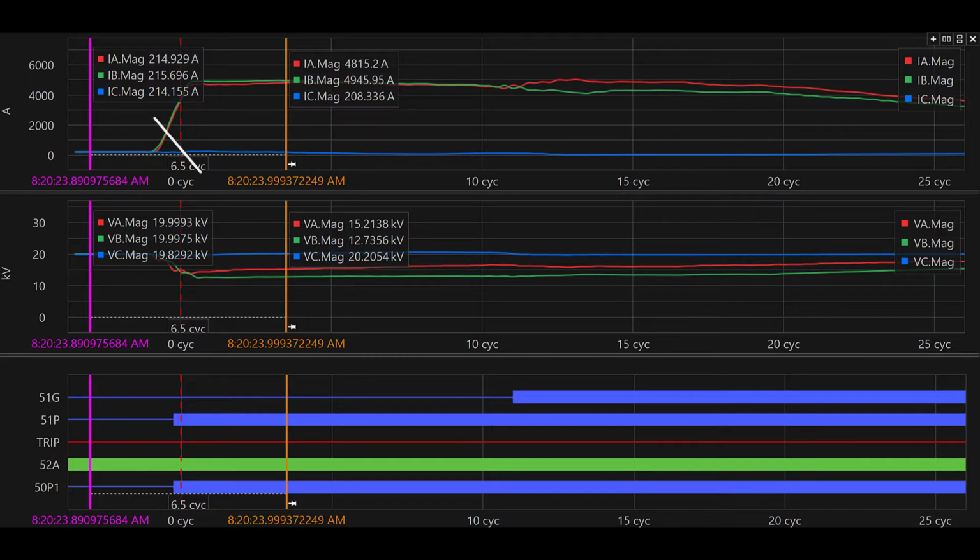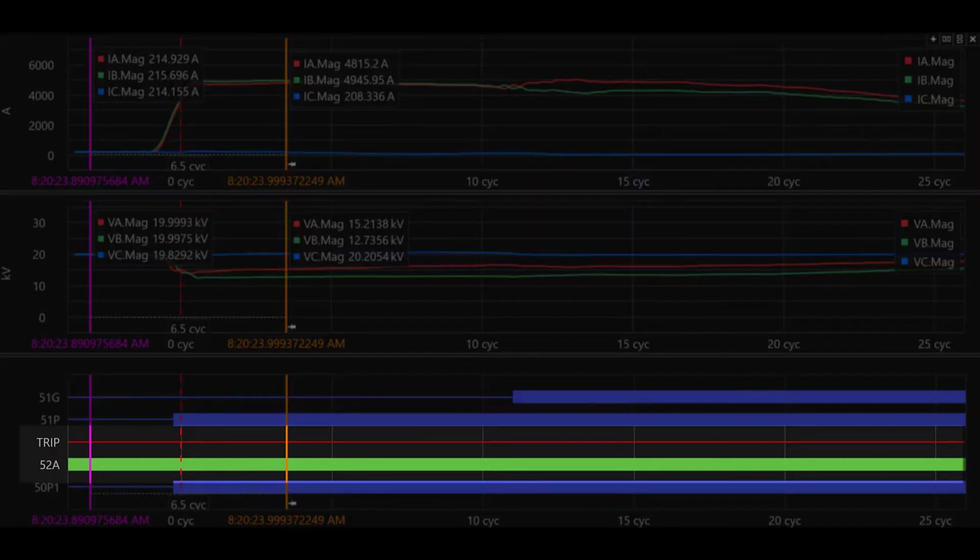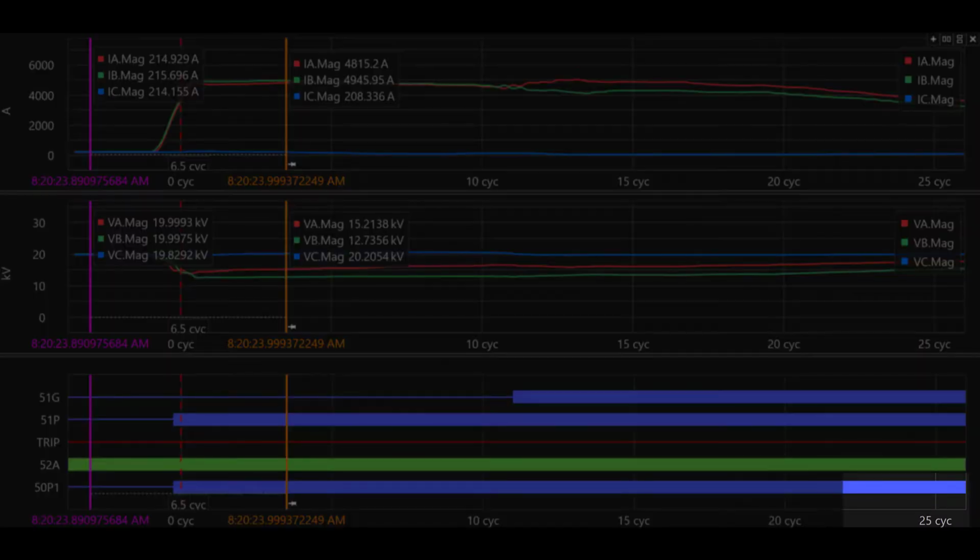Fault occurred here. IA and IB jumped and VA and VB dropped. The breaker 52A is still on and trip has not initiated. 25 cycles from the fault initiation, trip has not been sent and the breaker is still on.